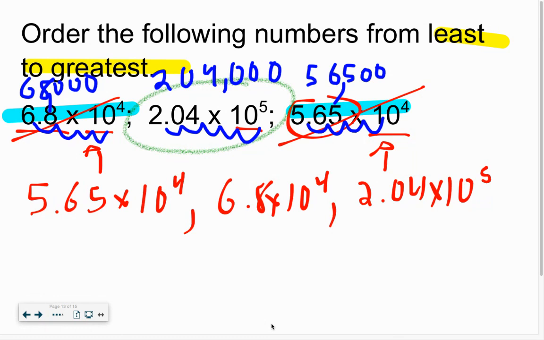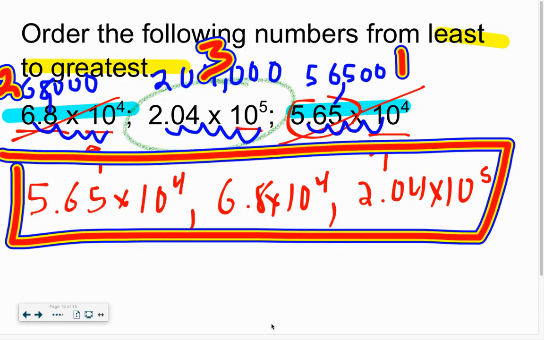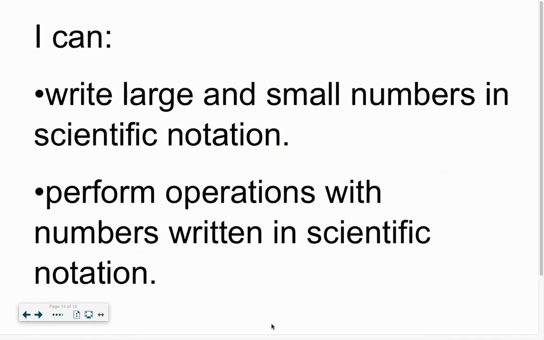Please note, when you do that, when you number them or order them and you say this one's first, this one's second, and this one is third, I want to see the original numbers. So your final answer needs to have the original numbers written as they were in scientific notation.